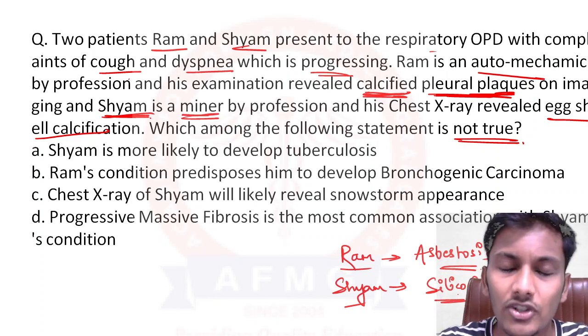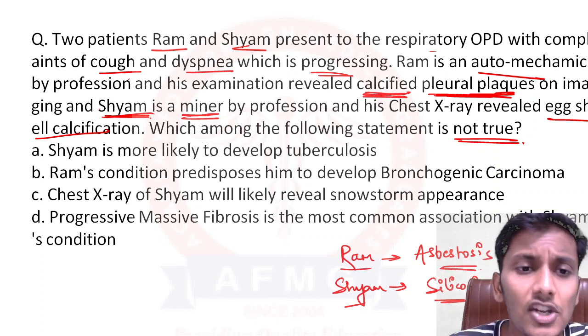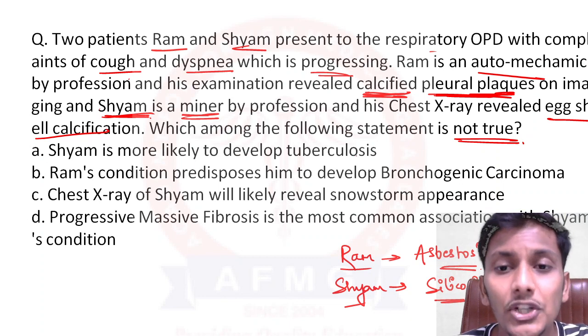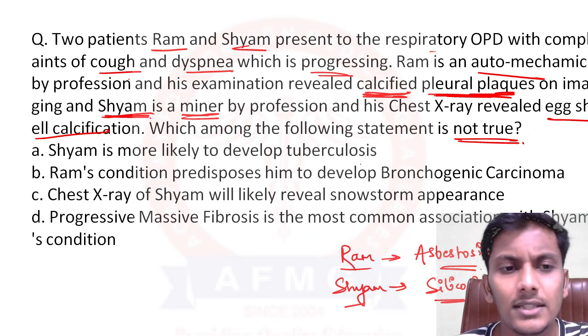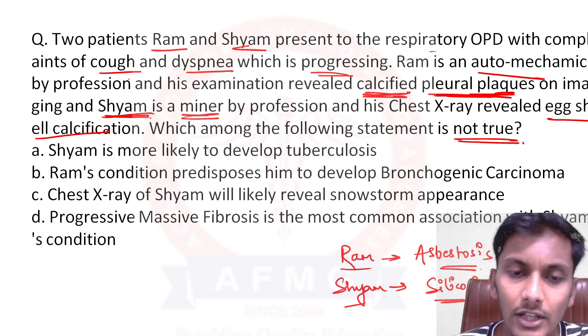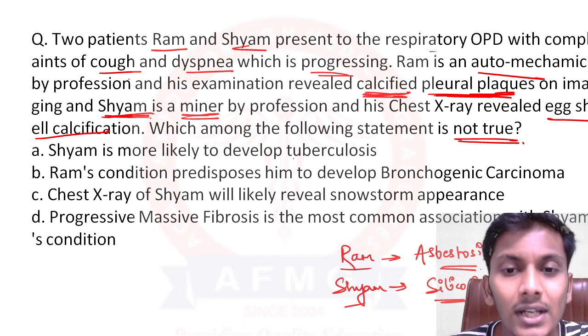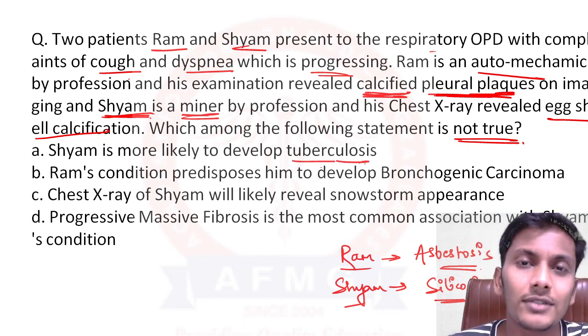So let's see which of the statements is not true. Shyam is more likely to develop tuberculosis. So please remember guys, Shyam is suffering from silicosis, and as we all know, silicosis's most common association is what?